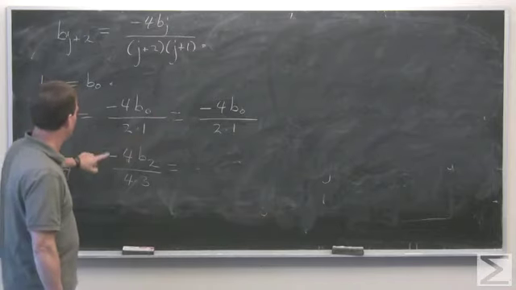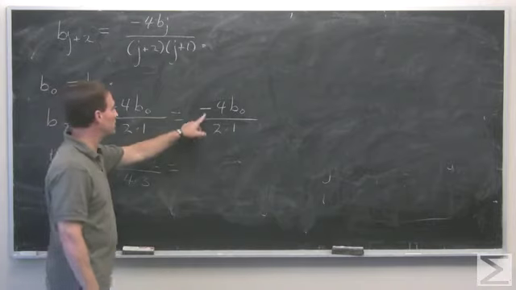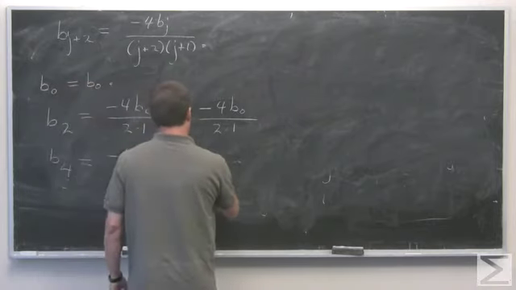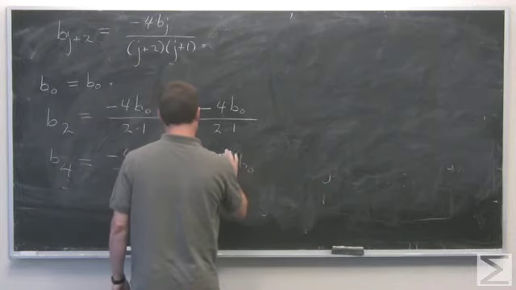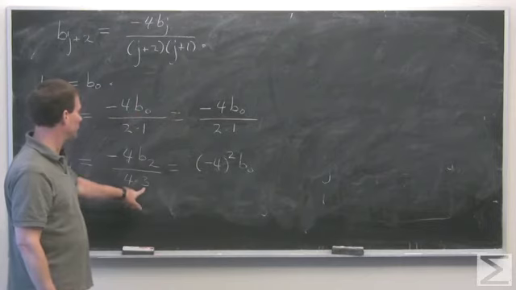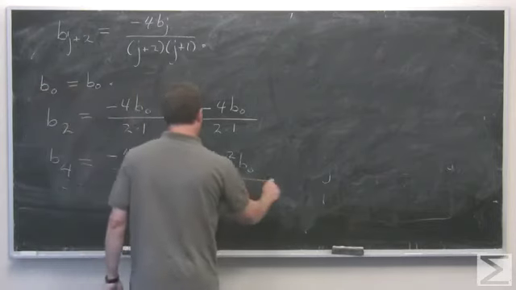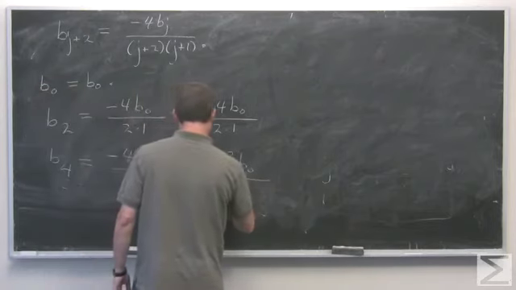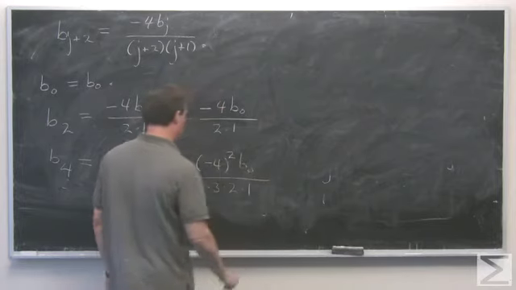Because now what happens, you get a minus 4 times b2. But b2 is this, so you get another minus 4. So we get a minus 4 squared times b naught divided by 2 times 1 times 4 times 3. So divided by 4 times 3 times 2 times 1.